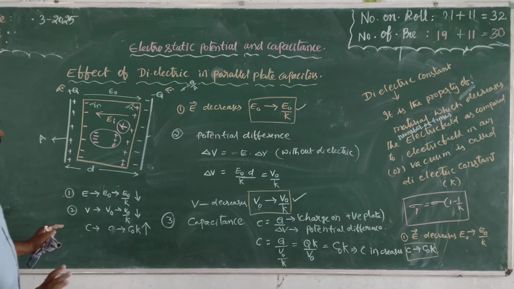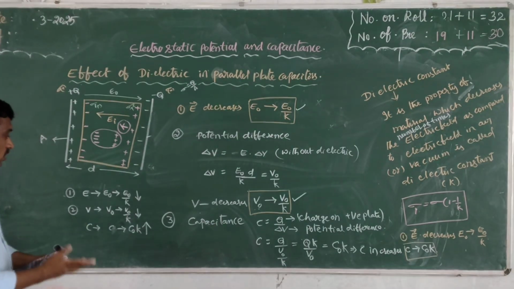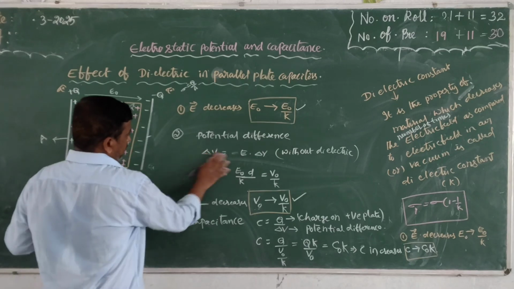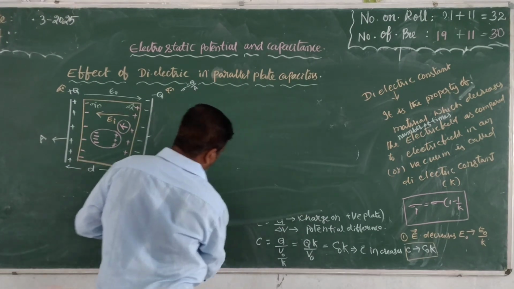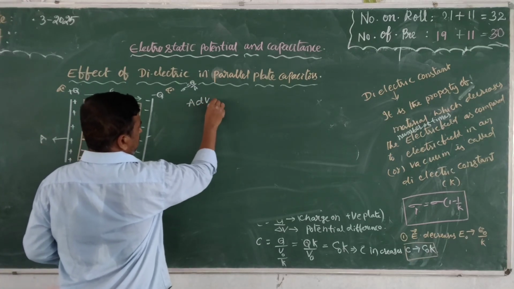This is the effect when dielectric is placed in between the parallel plates: electric field decreases, potential also decreases, capacitance increases. What are the advantages of dielectric when placed between the parallel plates? We have some advantages.